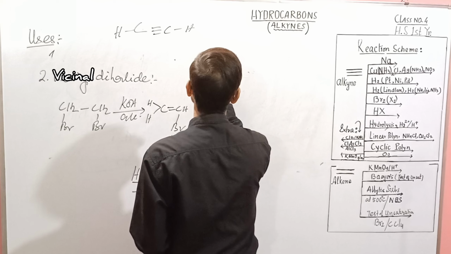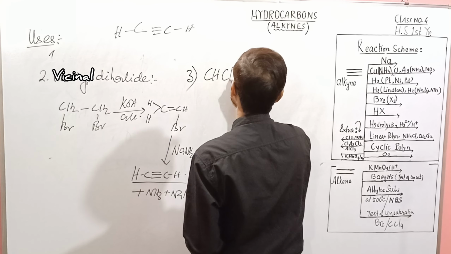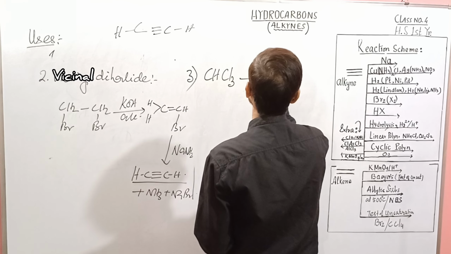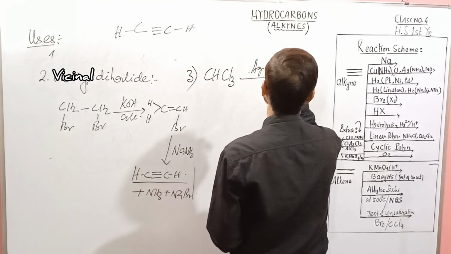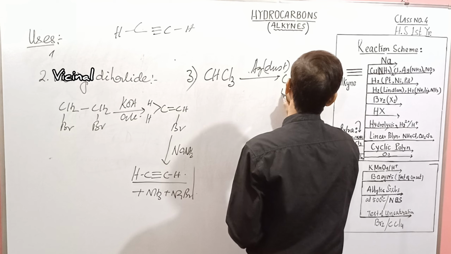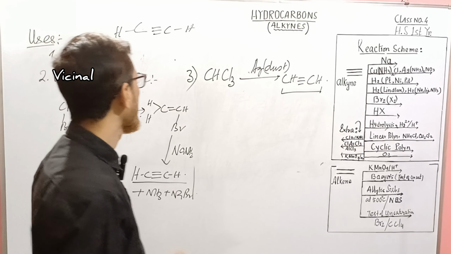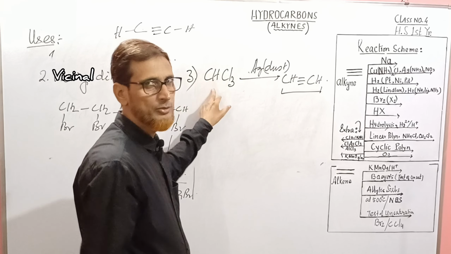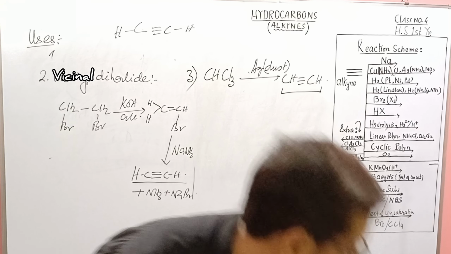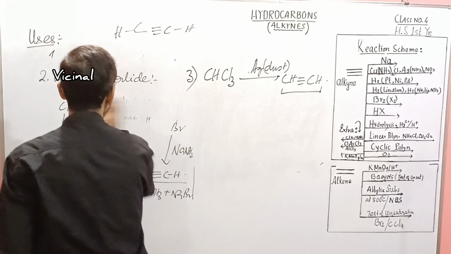Another preparation is very important, if you can keep it in your mind: chloroform with silver dust gives acetylene. Very often this question is given in conversion type reactions. What happens when chloroform is made to react with silver dust? It gives acetylene. So this is all about preparation.